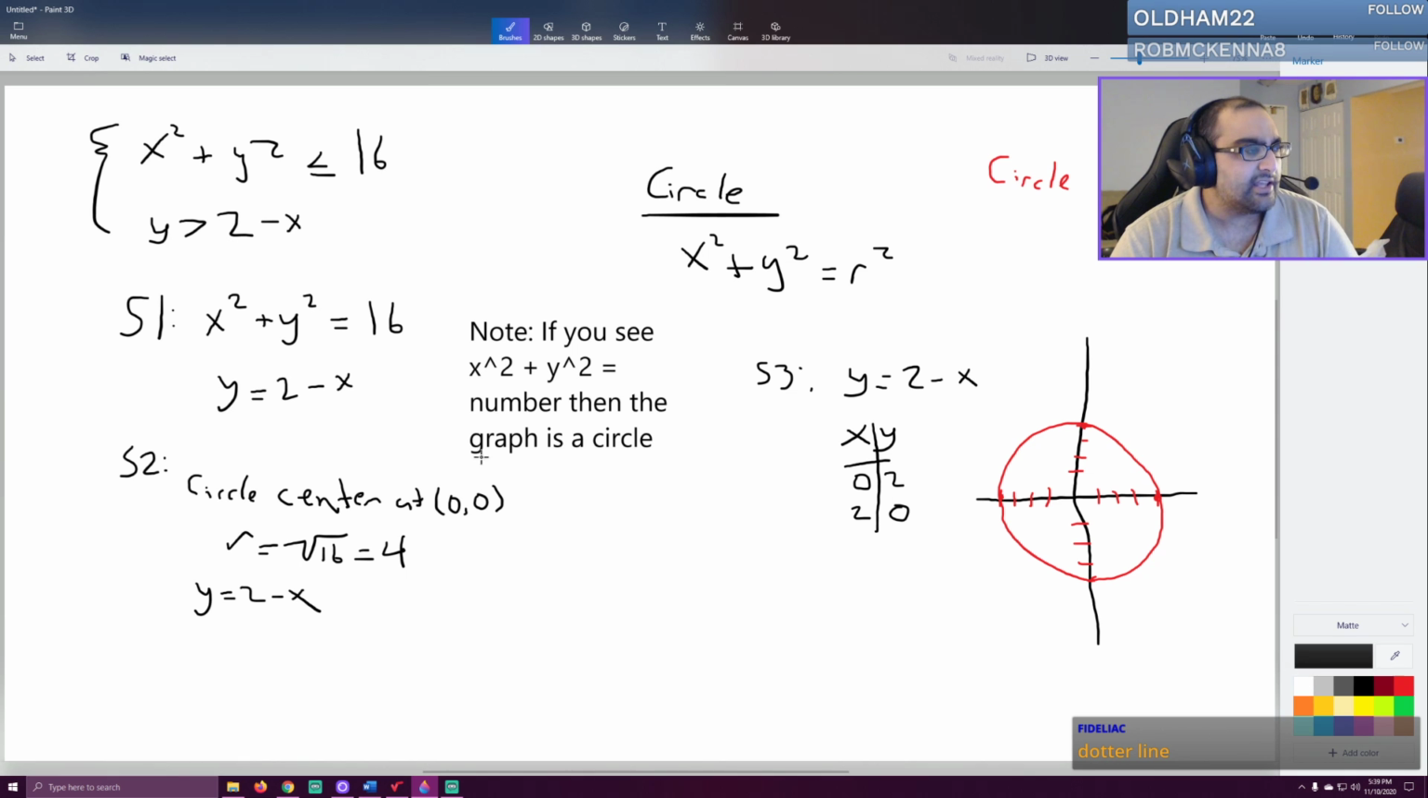Yeah, dotted line, that's correct, right? Because y is bigger than 2 minus x. Spot on. All right, so that's definitely true. So in this instance, let's go ahead and put in our two points here. We have 2 comma 0 and 0 comma 2, and we're going to put a dotted line that goes all the way through. So let's go ahead and map that out in black here.